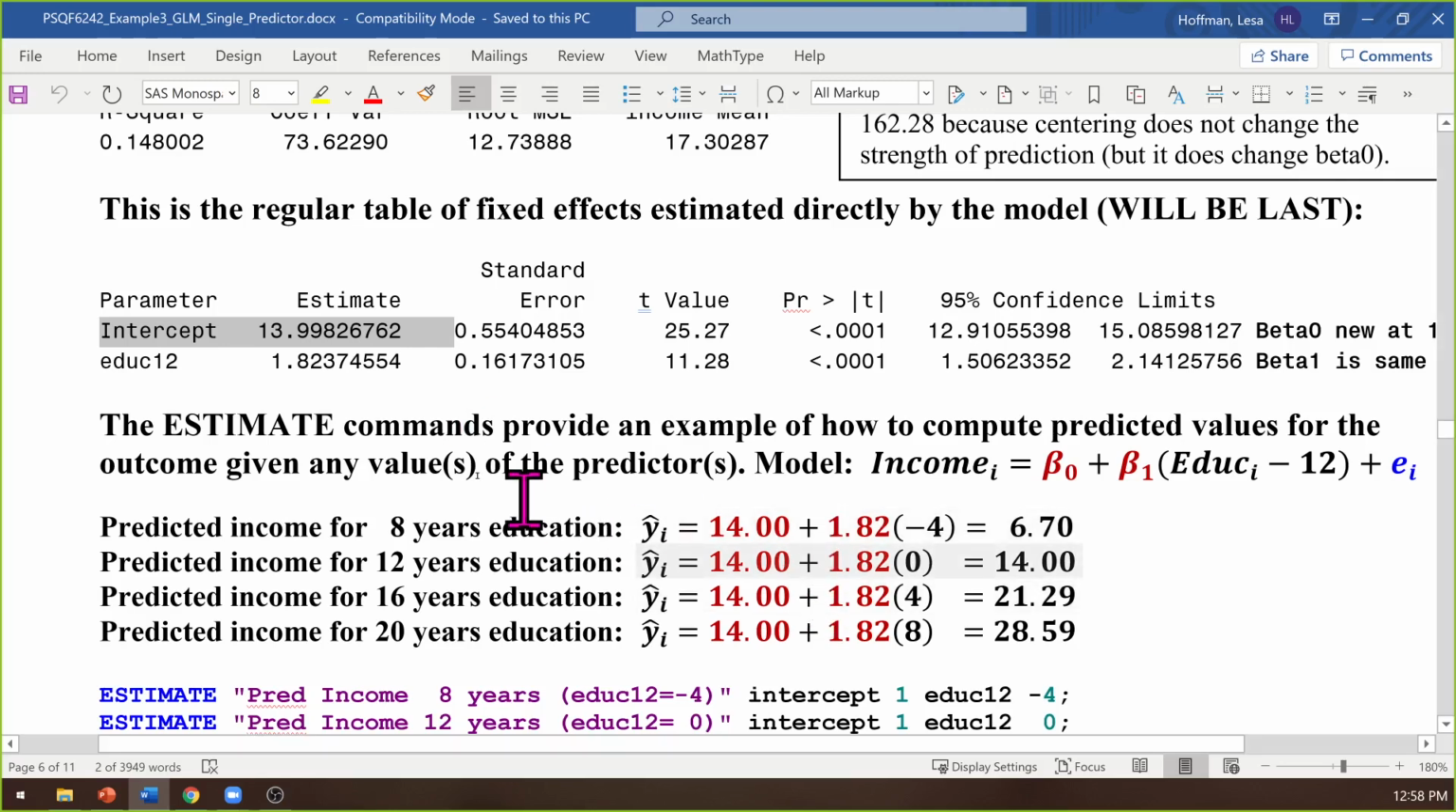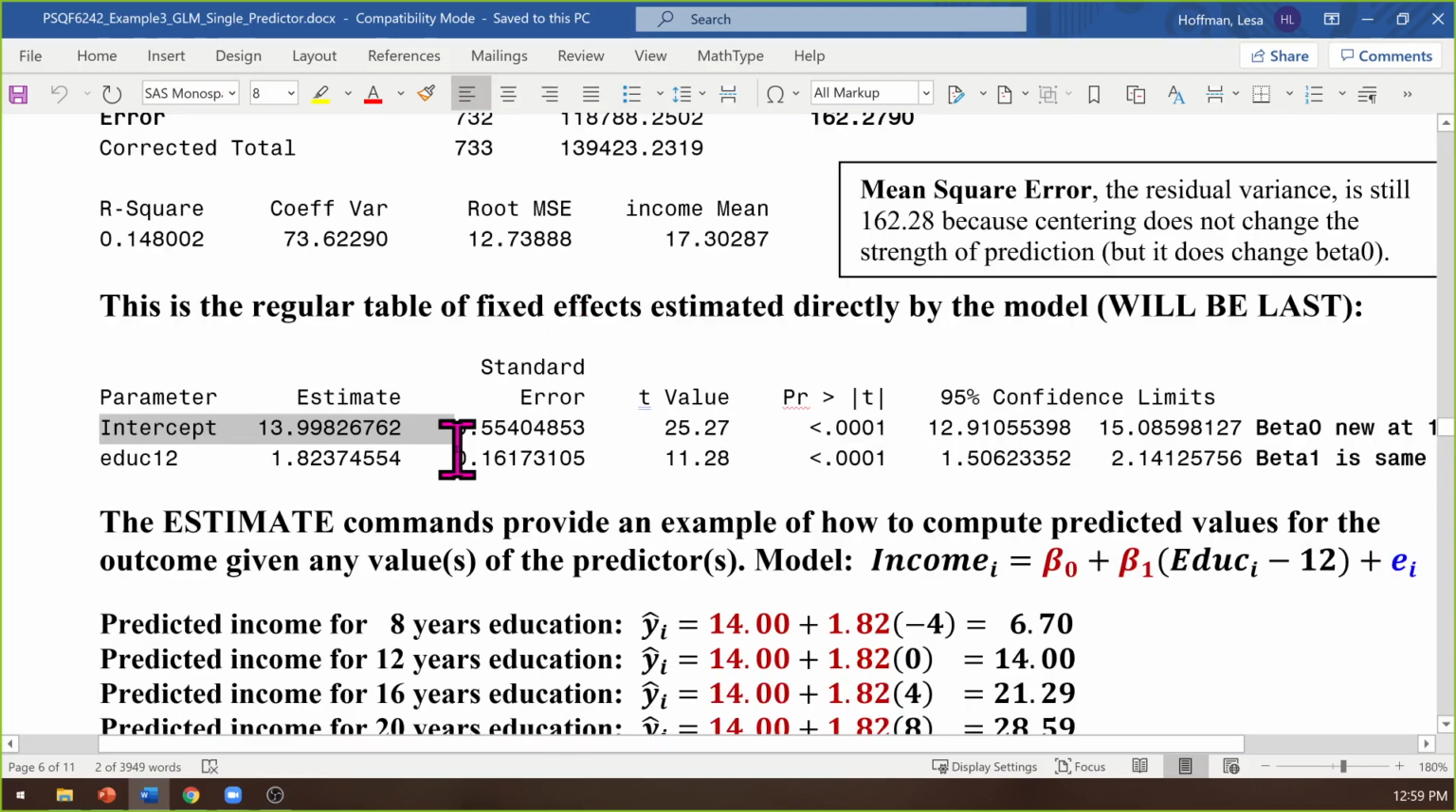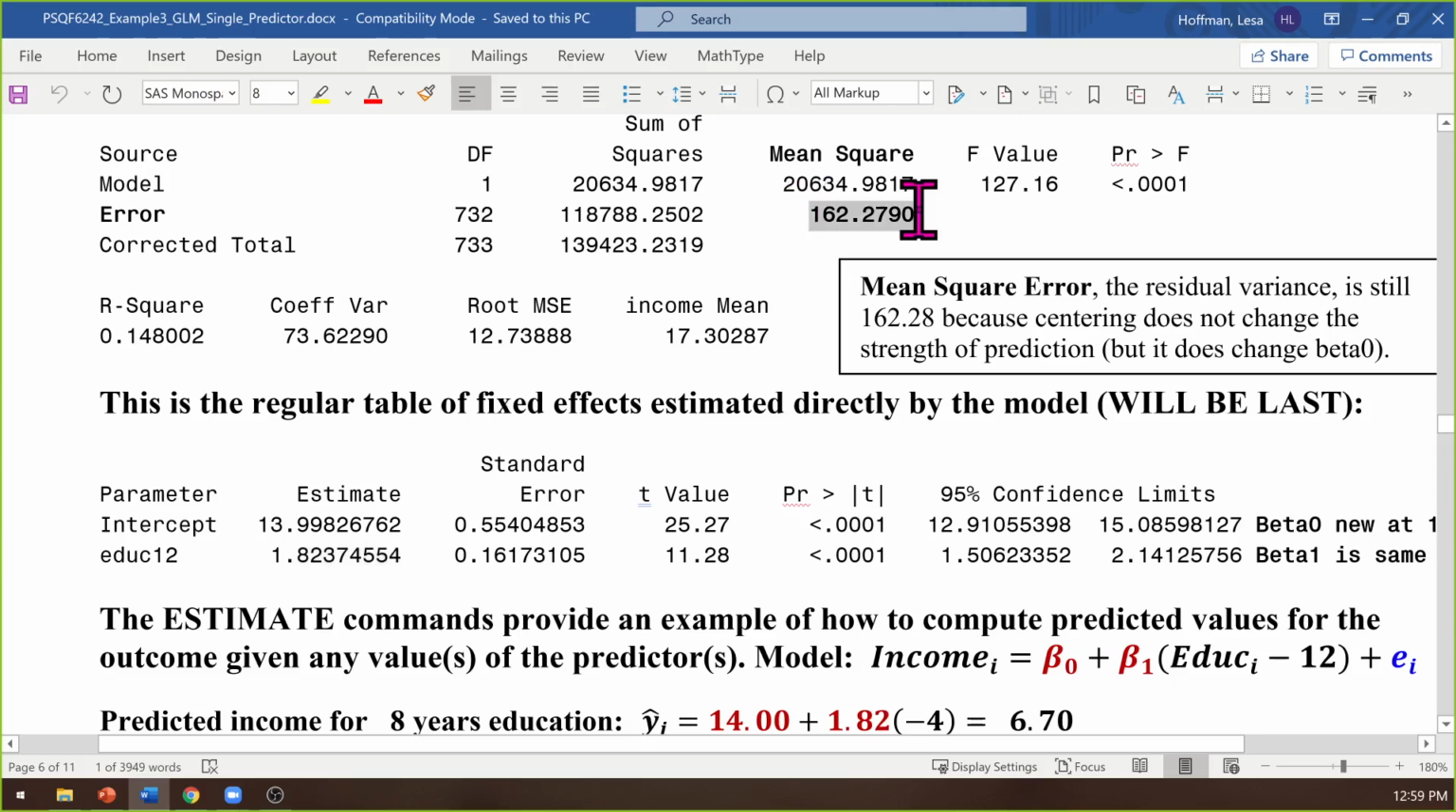I'll answer the second part first. It would matter only with respect to this fixed intercept right here. So if I picked 8 instead of 12, the fixed intercept would then become the expected income level for somebody with an 8th grade education, which would be 4 units down from where it is now in terms of where the slope is. If I had picked 16 instead, then it would be the expected income for somebody with 16 years, and it would move up. So it only changes the interpretation of the intercept. It would not change anything else in this particular model. The slope would be the same. The amount of residual variance left over would be the same.